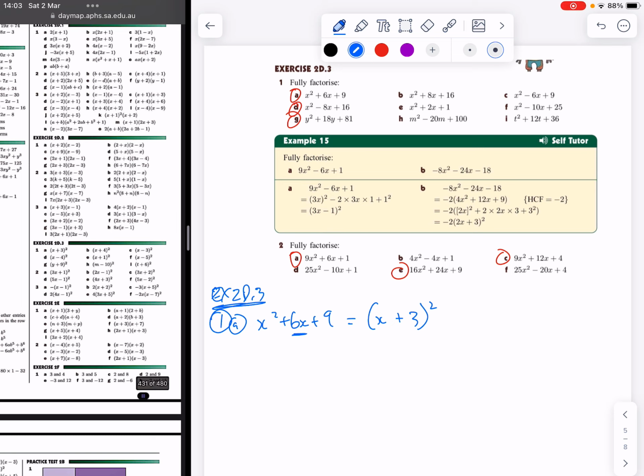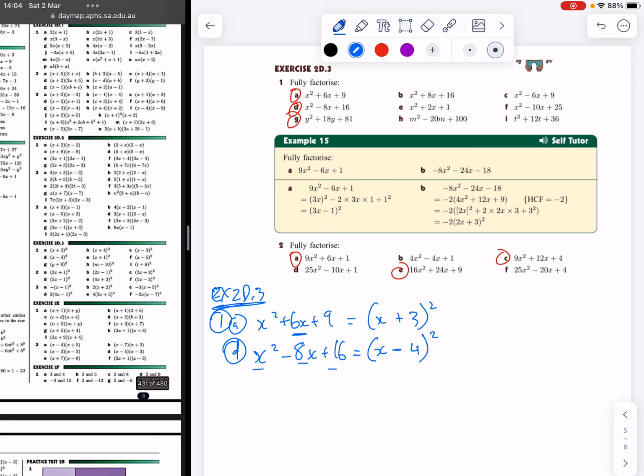D: x squared take 8x plus 16. Square number, 3 terms. What do I square to get x squared? X. What do I square to get 16? 4. X times by 4 is 4x, times by 2 is 8x. There's a subtraction there, so it's the x take 4 perfect square.